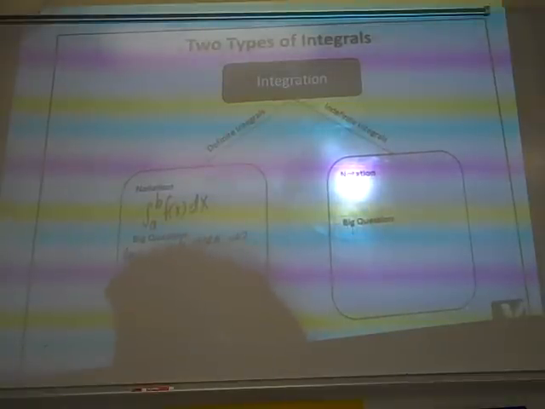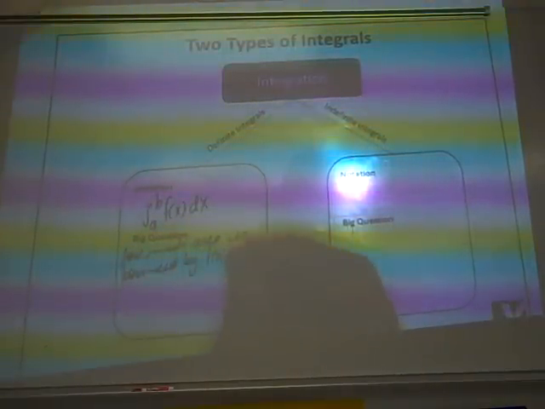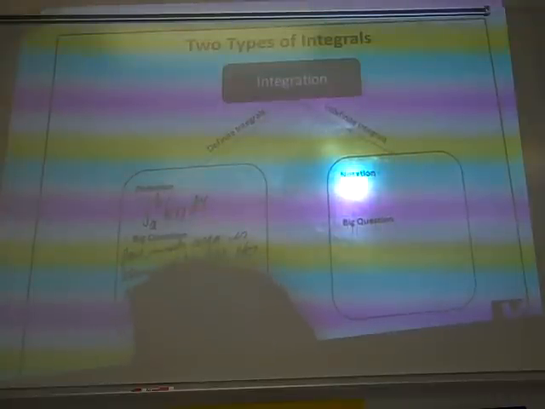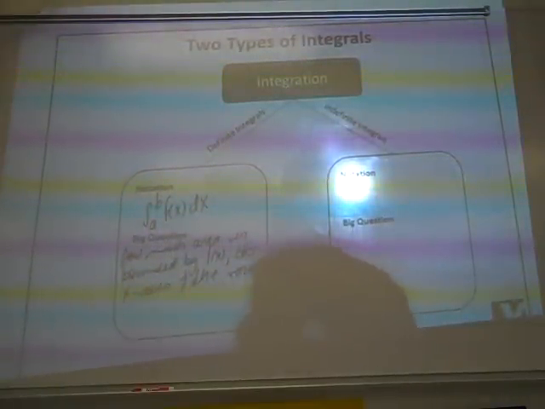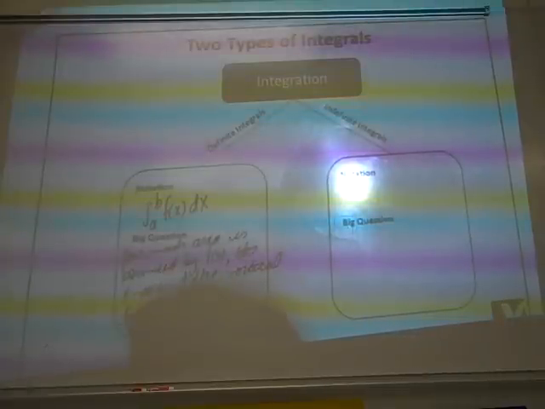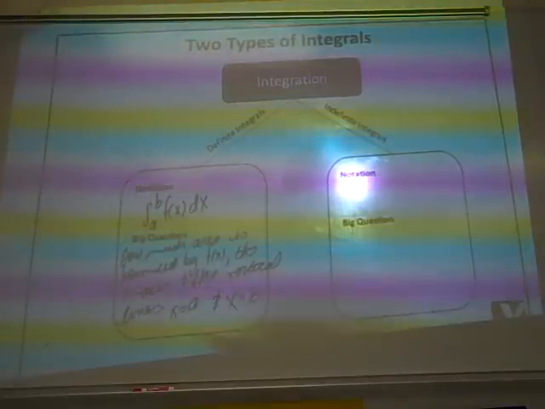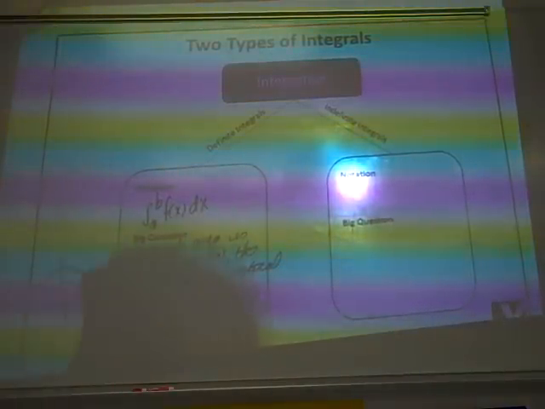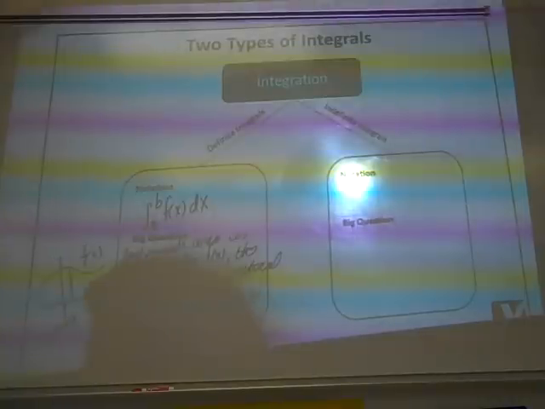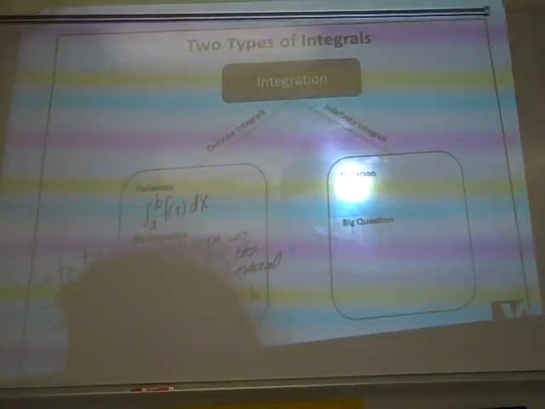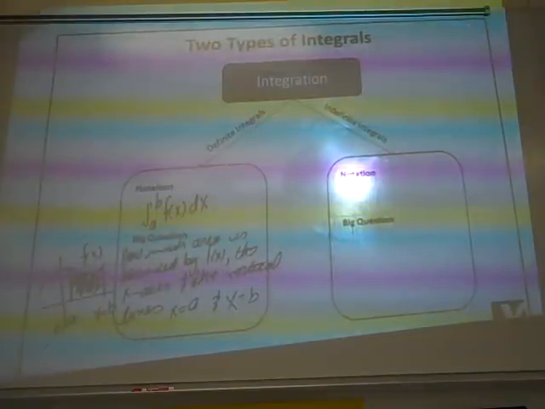is bounded by f of x, the x-axis, and the vertical lines x equals a and x equals b. The picture I would want you to have to go along with that: here's my function f of x, here is the vertical line x equals a, here is the vertical line x equals b, and I just want to find all of that area.